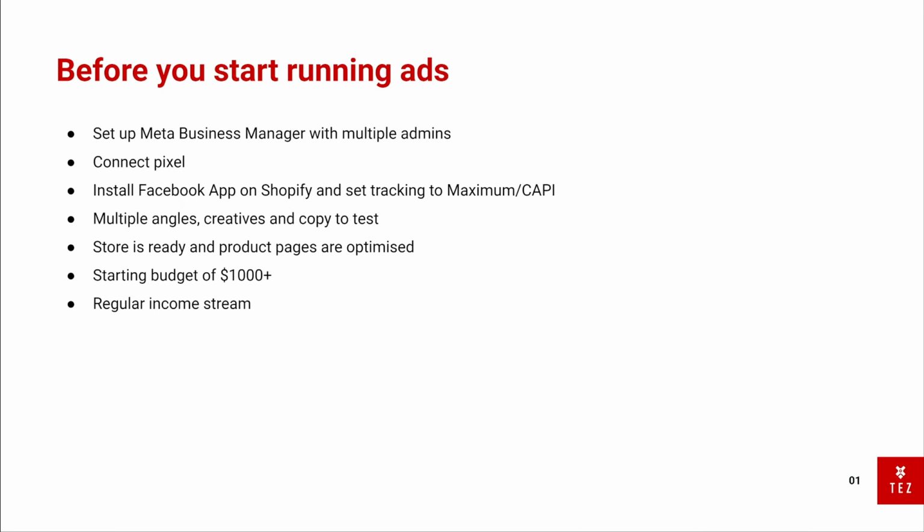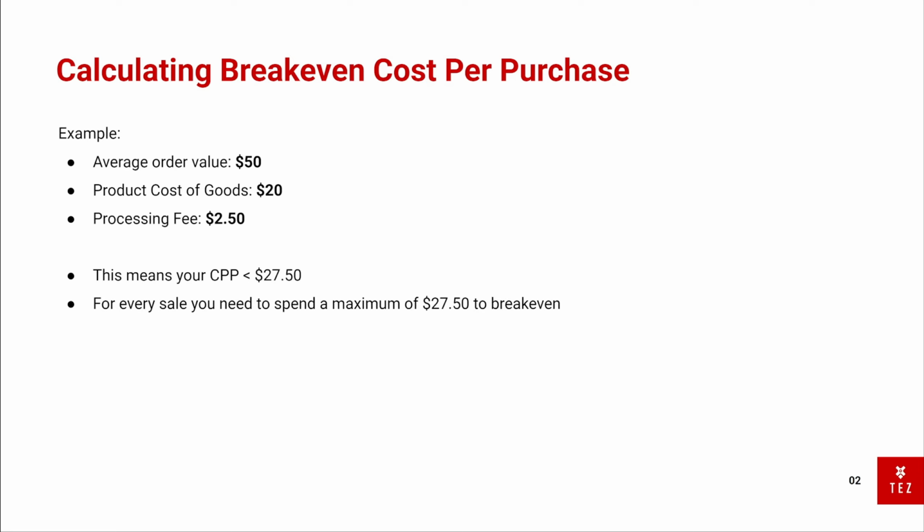So next, we want to calculate your break-even cost per purchase. For example, you have an average order value of $50. Your product cost of goods is $20. Next, you have a processing fee of $2.50, and this means your cost per purchase must be less than $27.5. So for every sale, you need to spend a maximum of $27 to break even. However, we must not forget paying taxes, so to be honest, your cost per purchase will be around $20 to $25.